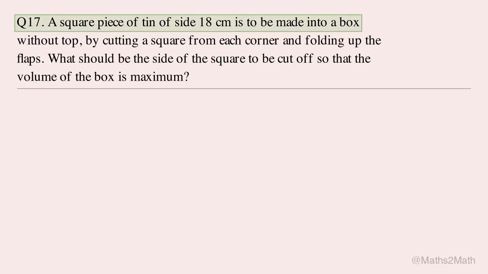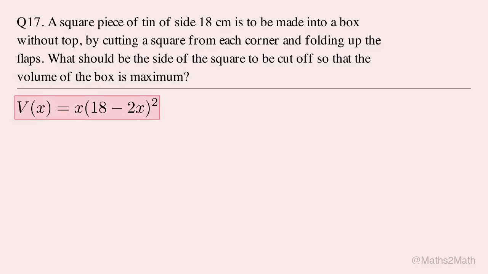Question 17. The classic box problem. Cut corners of side x from an 18 centimeter square and fold. Volume is x times the shrunken base squared. The base becomes 18 minus 2x on each side, with height x.